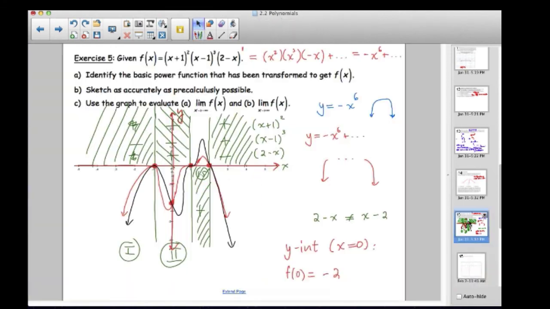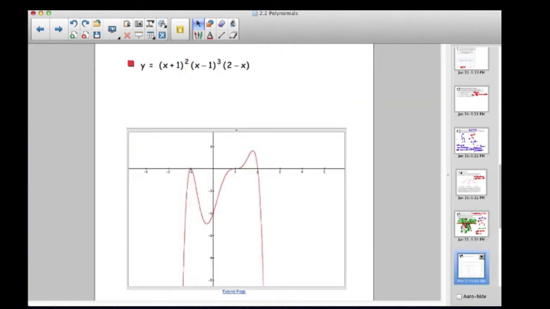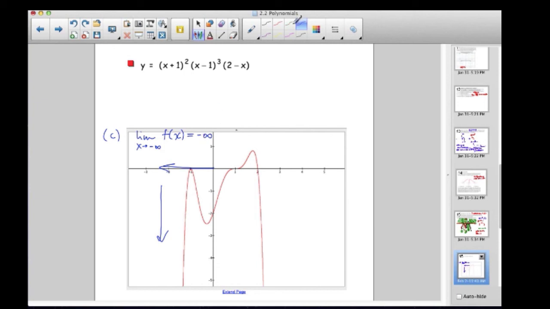Okay, there's a third part to this question. Let's use the graph to evaluate the limit as x approaches negative infinity of f of x and the right end behavior. Let's put it on here. According to this, as x goes to the left, y is going down. So the limit as x approaches negative infinity of f of x equals negative infinity, and as x goes to the right, y goes down, and so the limit as x approaches positive infinity of f of x equals negative infinity.